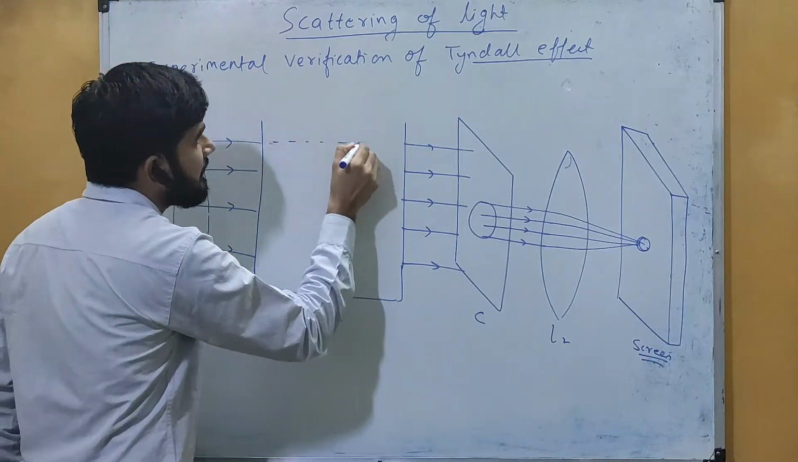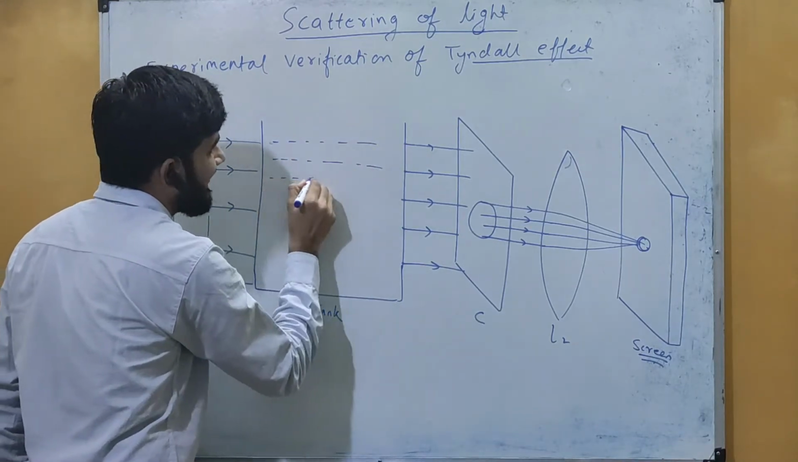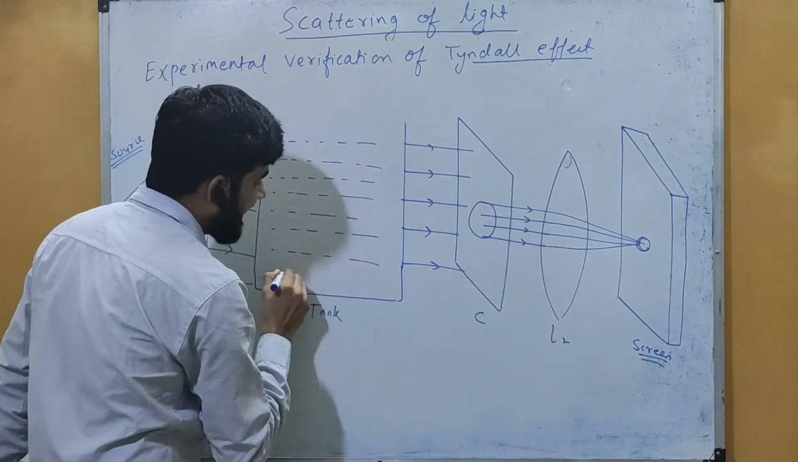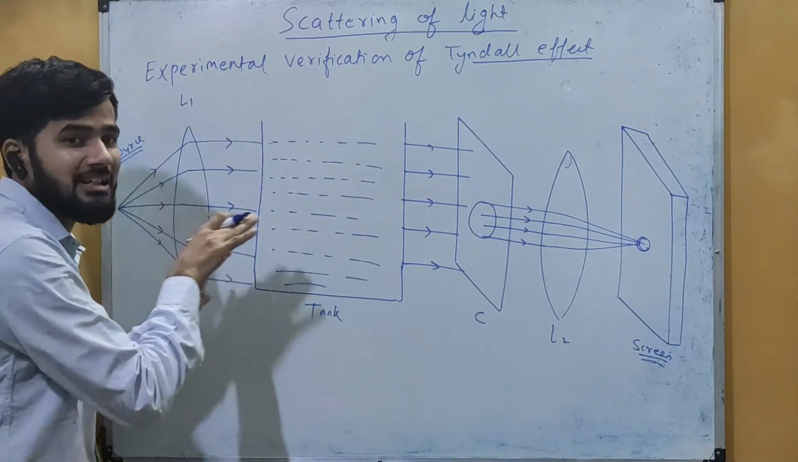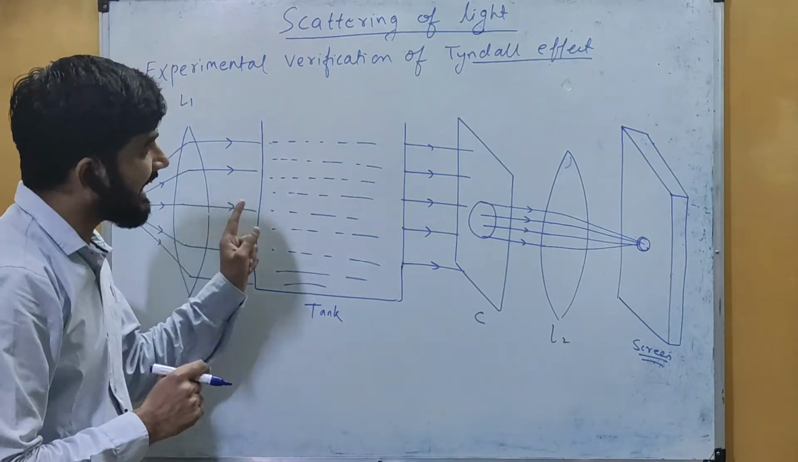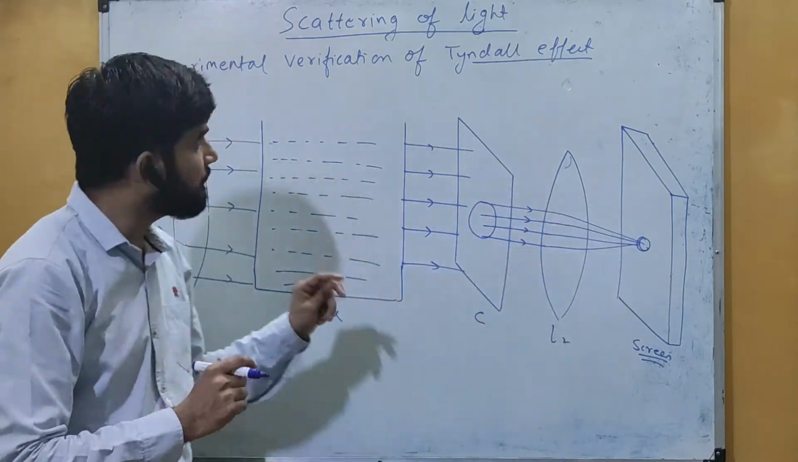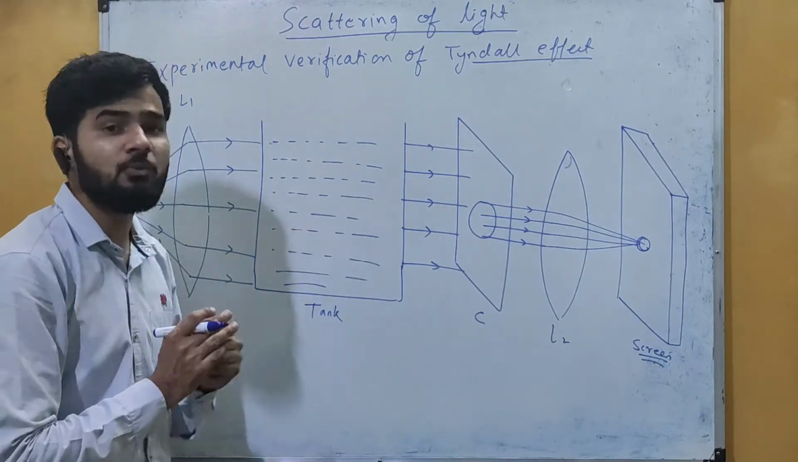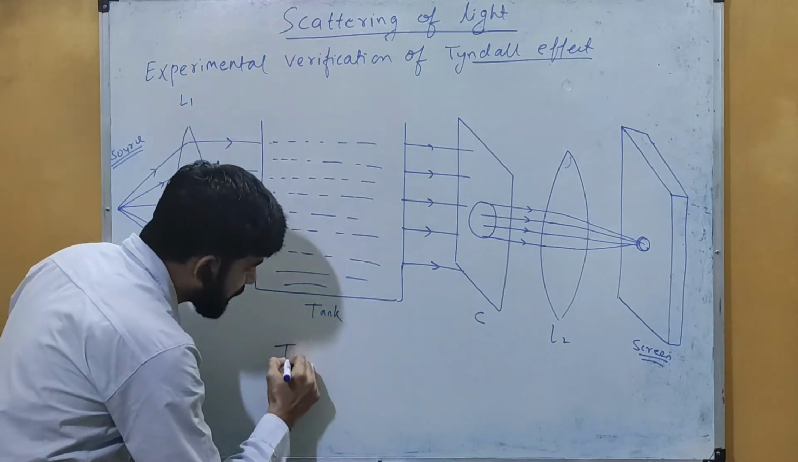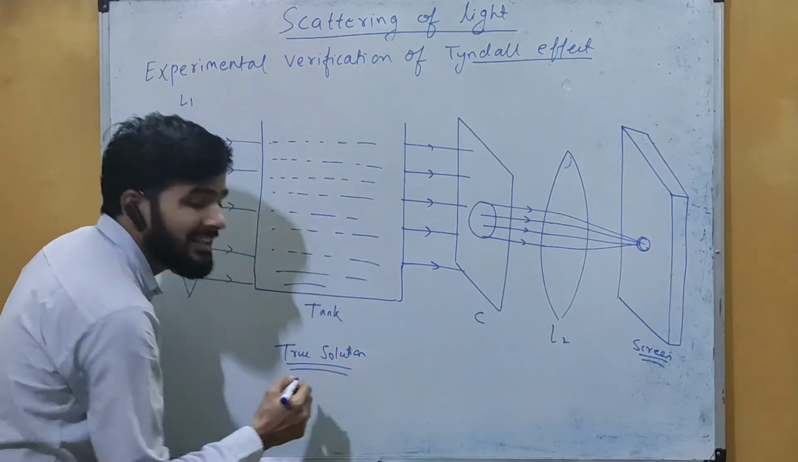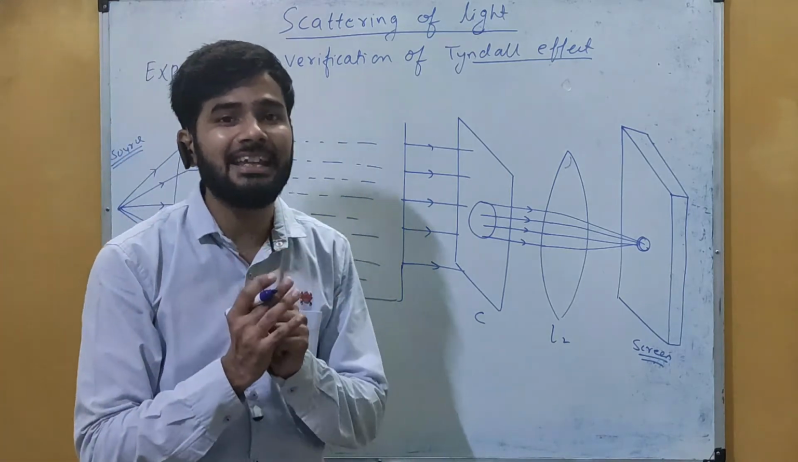Now here, in the starting, we have water in this tank. When we allow the light to fall through this container, the light will directly pass through and we will not be able to see the path of light. Why? Because the solution here will be a true solution, and in a true solution we cannot observe the scattering phenomenon.